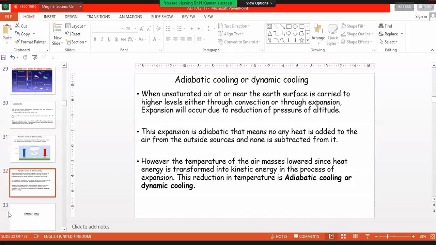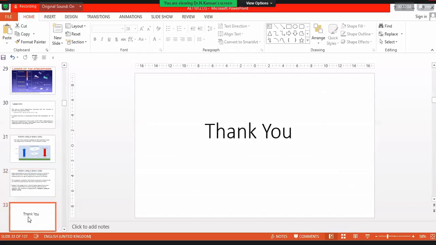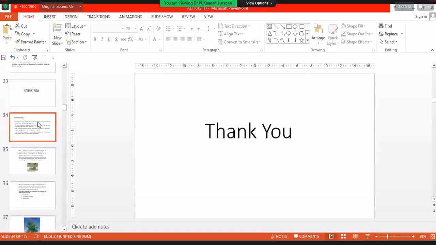Right. With that note, I am finishing this part. This is simply the end. You can just refer to this one. If you get some clarifications, you can talk to me later.